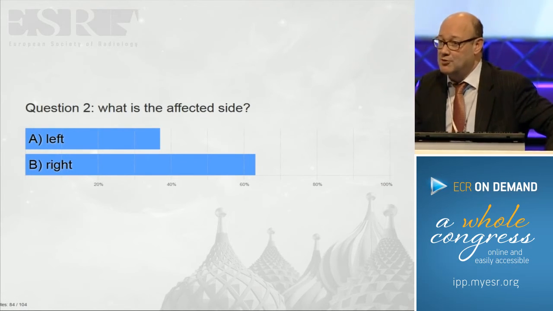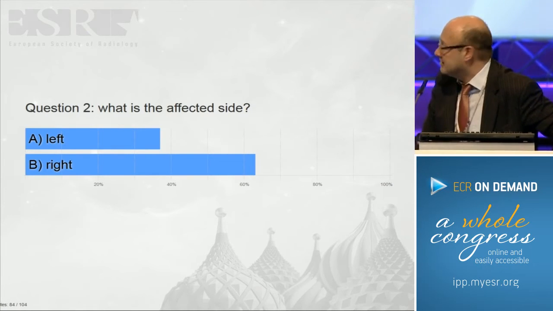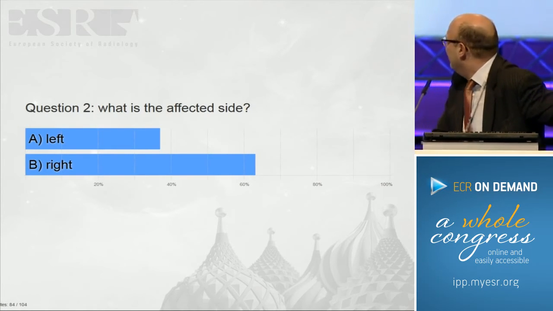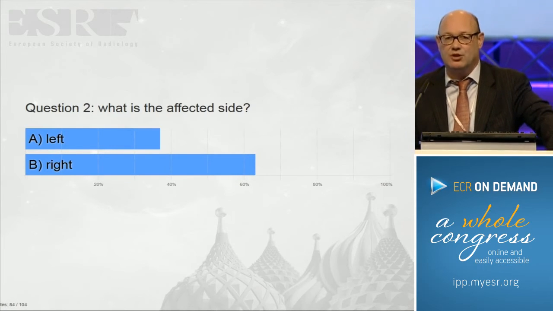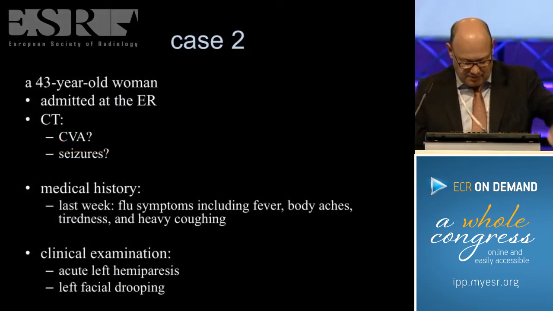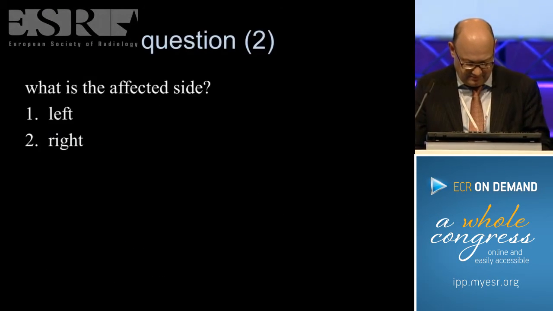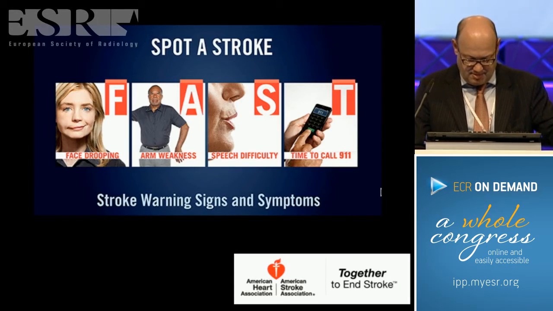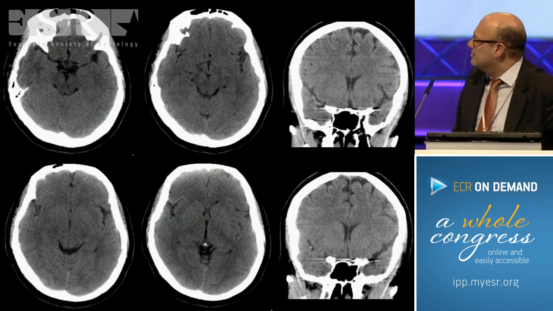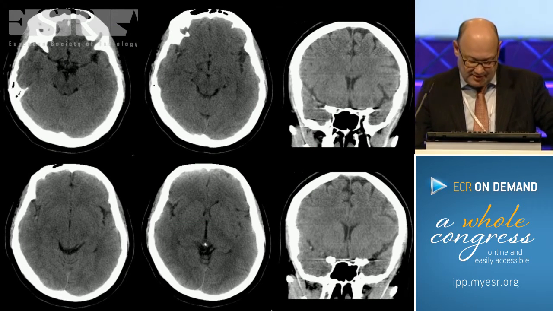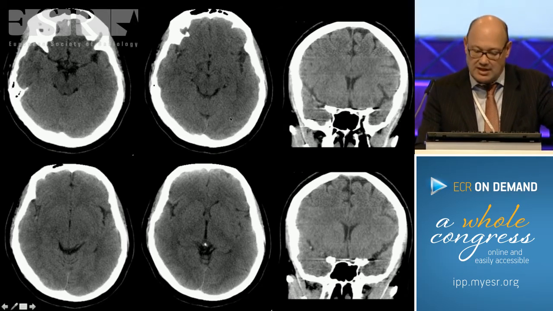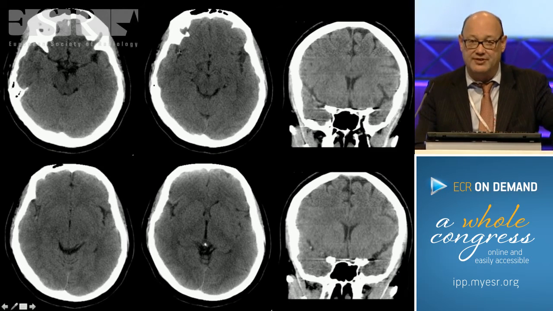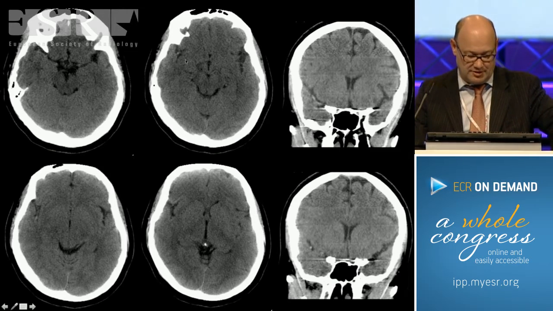Most of you thought the abnormality was on the right side, and that is correct. However, as you can see, almost 35% of the audience thought the abnormality was on the left side. Maybe we should go back to the case. So these are some of the images, and if you look carefully, you will see we have a small dot of hyperdensity in the right sylvian fissure.